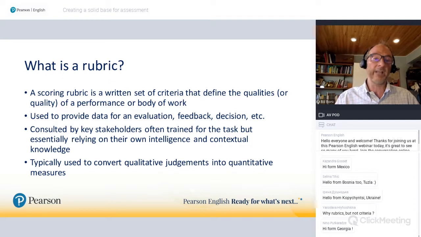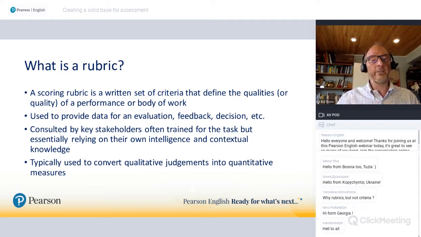And so we're using them because they know something and because they're intelligent humans. And then finally, we typically are using a rubric because we want to convert qualitative judgments from these intelligent stakeholders into quantitative measures, into numbers. But notice that that's the last step. The numbers are not there from the beginning. They don't have to be there.